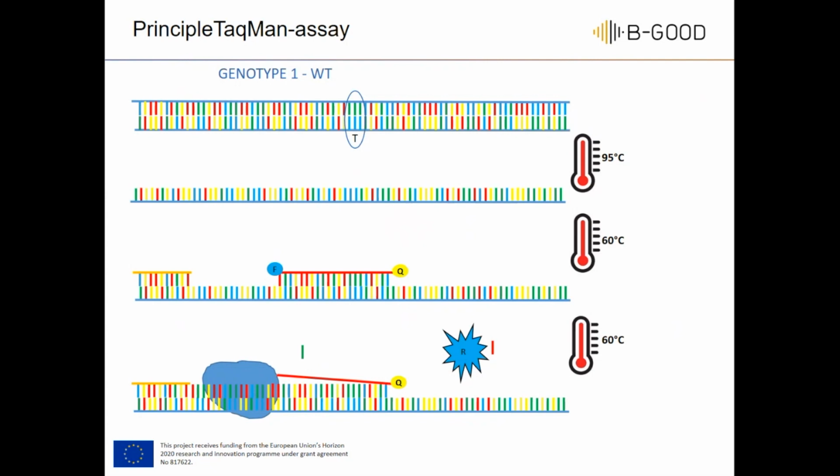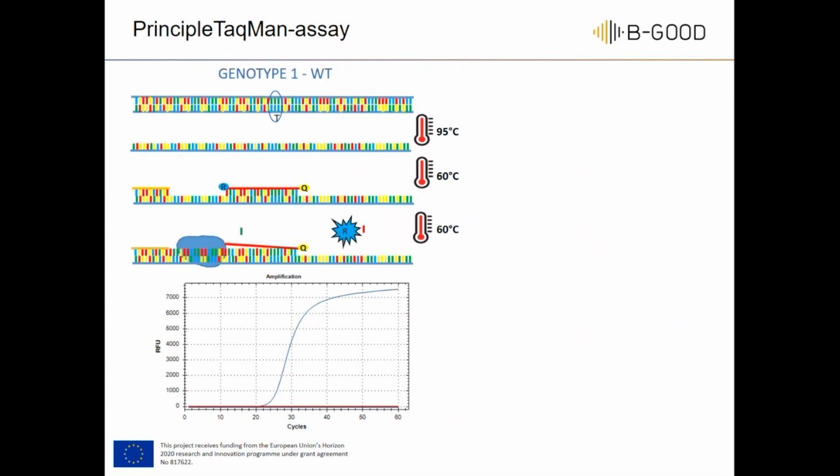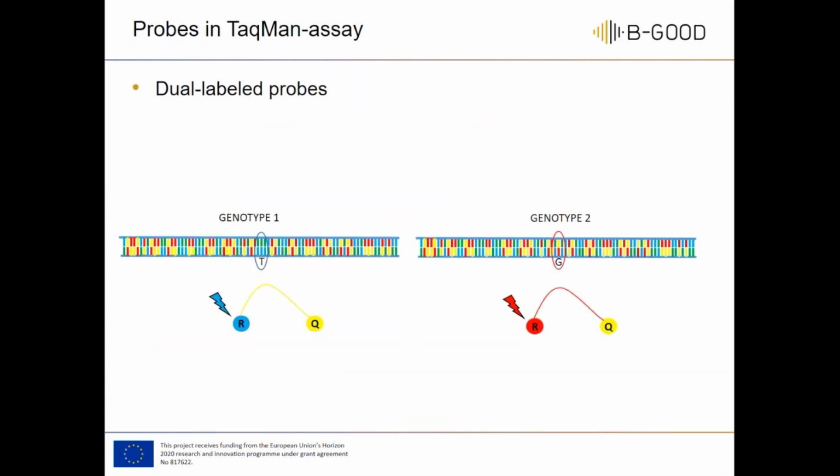When reaching the probe, Taq will degrade the probe by its 5' exonuclease activity, and while doing so, the reporter and quencher will be physically separated, and this will lead to the increase of the fluorescence. So in this graph, you can see the blue line which represents the fluorescence signal of the reporter. So far, the basics of the TaqMan assay.